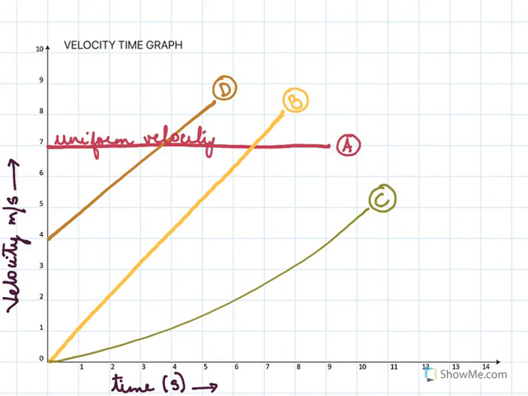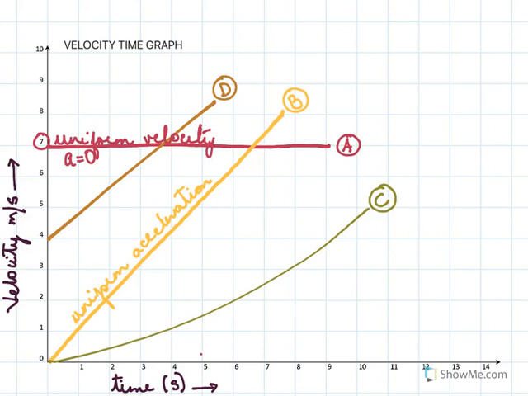It is a moving object. It has a velocity of 7 meters per second. Uniform velocity, and because the velocity does not change, we say acceleration is 0. Look at the body B. Here again the velocity is increasing. So the velocity is changing. It is an accelerated motion. But here the velocity changes uniformly. So we say in this case it is uniform acceleration, because the velocity is changing by equal amounts in equal intervals of time.